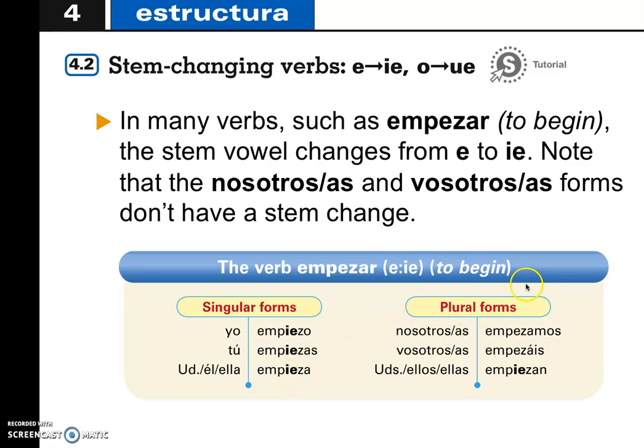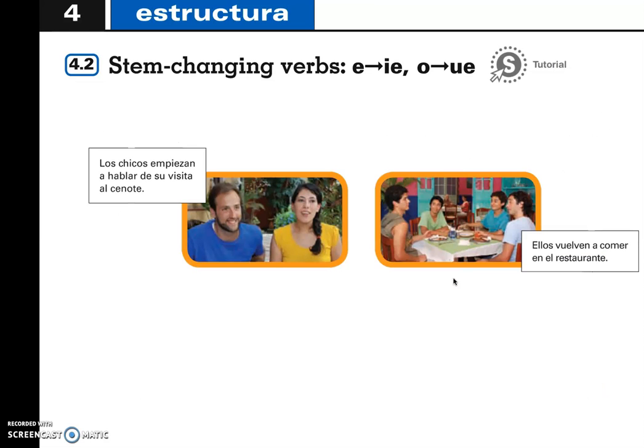And how do you know if it's a stem change? Well, in the book, it'll always have these parentheses here, and it'll tell you that it's an E to an IE stem change, okay? Here are some examples. Los chicos empiezan a hablar de su visita al cenote. Ellos vuelven a comer en el restaurante. All right?